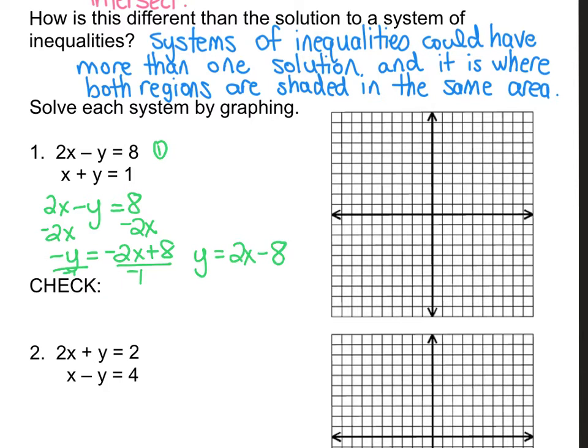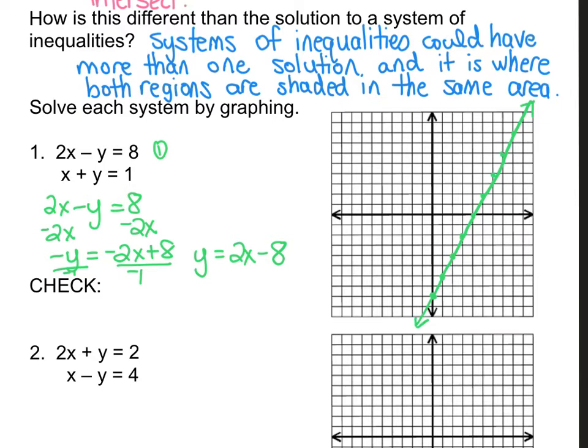So we know that we're going to have to come down and put it on the y-intercept of negative 8. And then my slope is 2, so that would be up 2 to the right 1. And I do not have a straight line drawer on here, so I am going to do the best that I can, but you should have a ruler or a straight edge that you are going to use. So that is my first line.